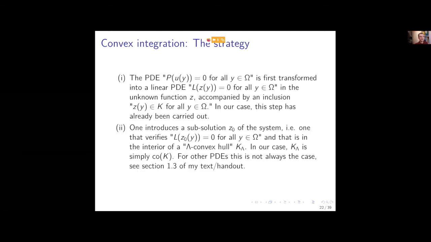What you do is you first turn it into a linear PDE together with a nonlinear relation. So we did that before, right? We replaced the v by m, we decoupled it into a linear system and a differential inclusion. So that's what you always should do. Then you introduce a so-called subsolution of the linear system. So I'm not going to go into the technicalities, but essentially you look for a very nice solution of the linear system, right? So you look for a solution z0, so z0 should solve the linear equation, of course, and it should be as a function inside of a so-called lambda convex hull K lambda.